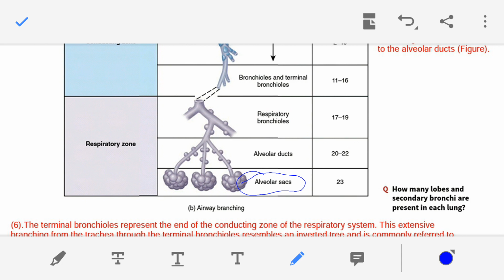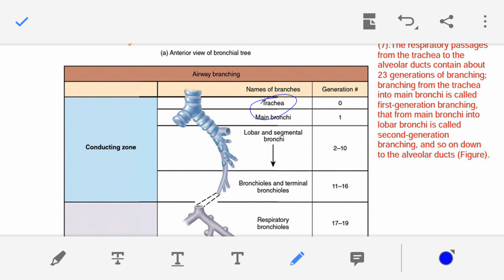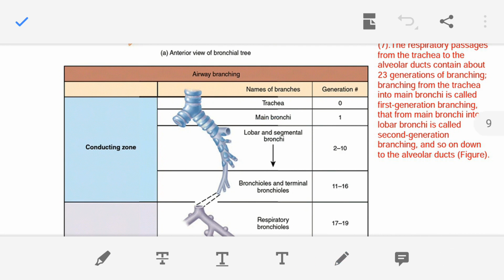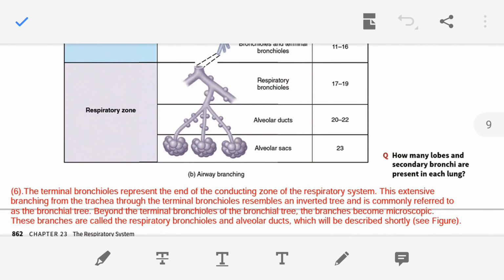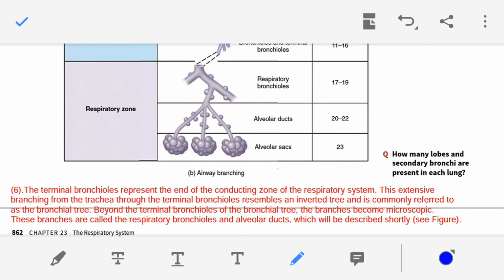there comes the alveolar sac. So we can understand it this way: the trachea is at 0, then branch number 1, 2, 3, 4, 5, 6, 7, and we keep branching, and finally the last branch will enter the generation 22 alveolar duct. And at the end the alveolar sac is present, on generation number 23.